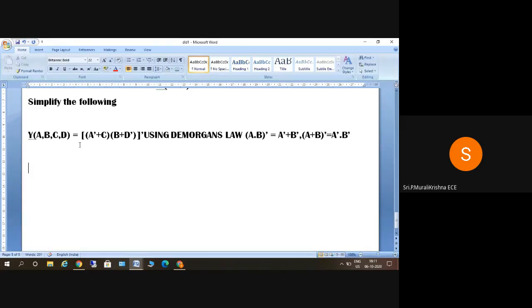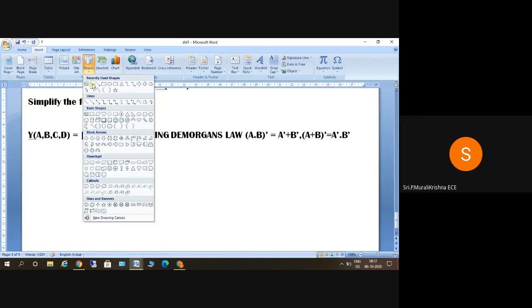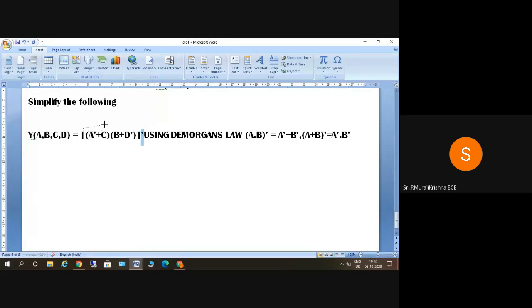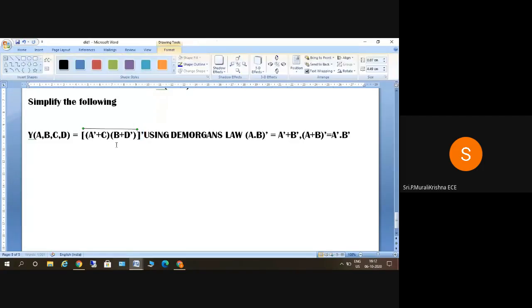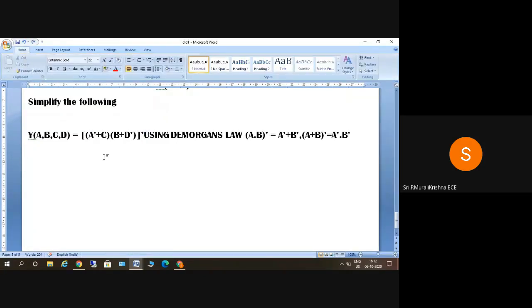So A bar plus C is considered as A here, and this is considered as B, A into B whole bar. So this is the bar here. Actually that is the bar I'll be using, the single quotation. Some textbooks or some questions will be written like this also, with a whole bar, but I'm using the single quotation as bar because it is comfortable here.